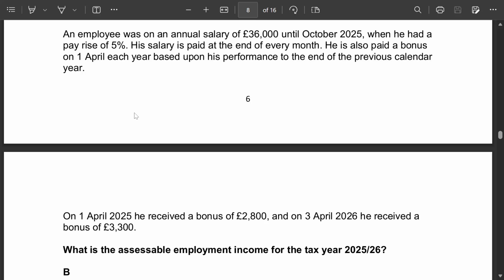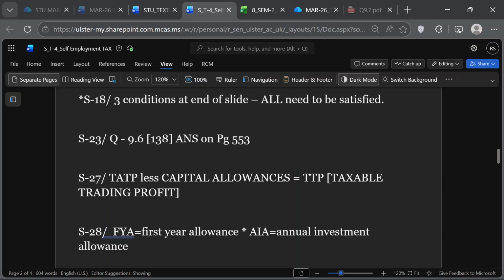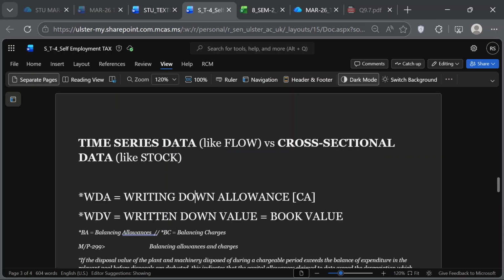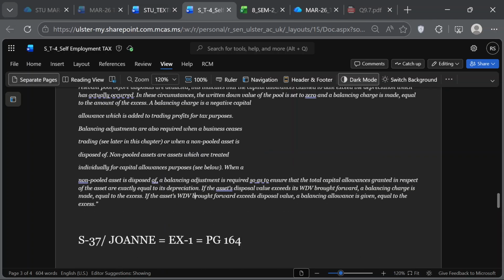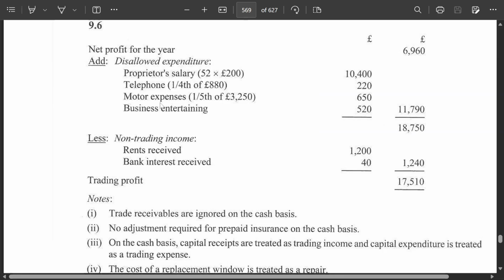Yeah, because what happens is, if you look at this example here, 8.6, we had that example of Joanne. Where is Joanne? It's actually page 164. If you look at the working of Joanne, page 164.